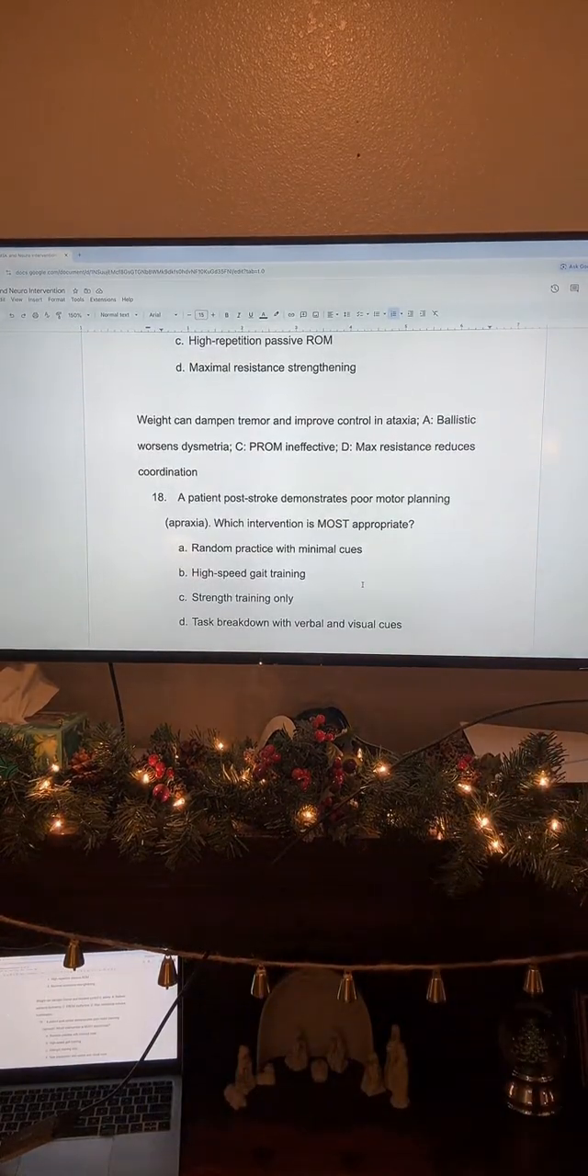Number 18, a patient post-stroke demonstrates poor motor planning, also known as apraxia. Which intervention is most appropriate? A, random practice with minimal cues. B, high-speed gait training. C, strength training only. Or D, task breakdown with verbal and visual cues.